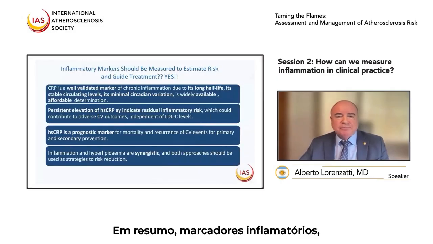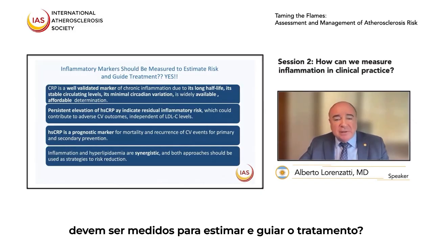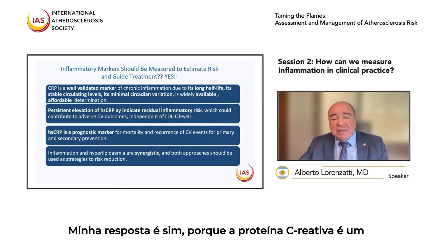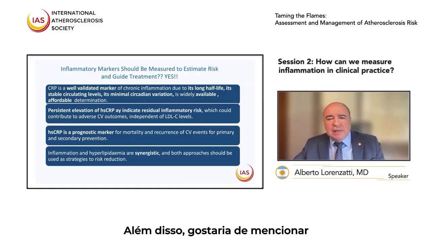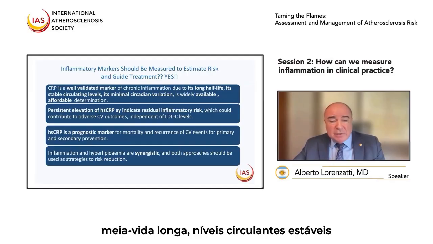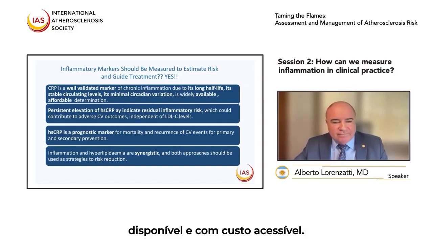In summary, should inflammatory markers, C-reactive protein, be measured to estimate risk and guide the treatment? My answer is yes, because C-reactive protein is a well-validated marker for chronic inflammation. Also, I would like to mention that C-reactive protein has a long half-life, stable circulating levels, and minimal circadian variation. Also it is a widely available and affordable determination.